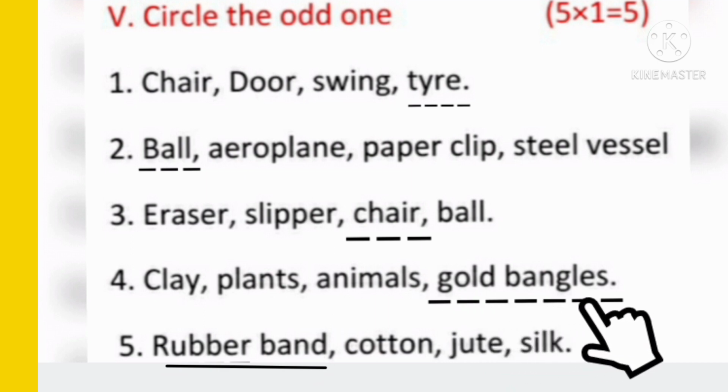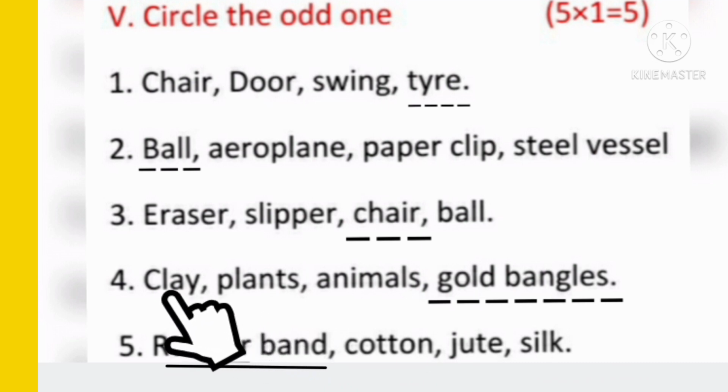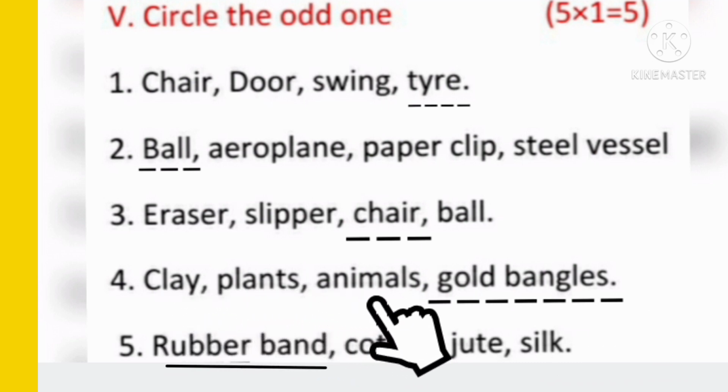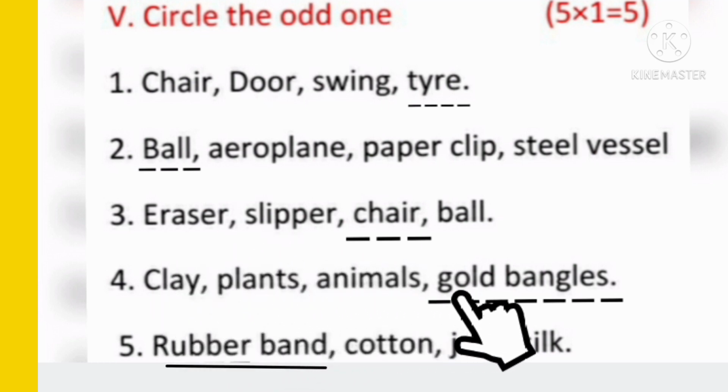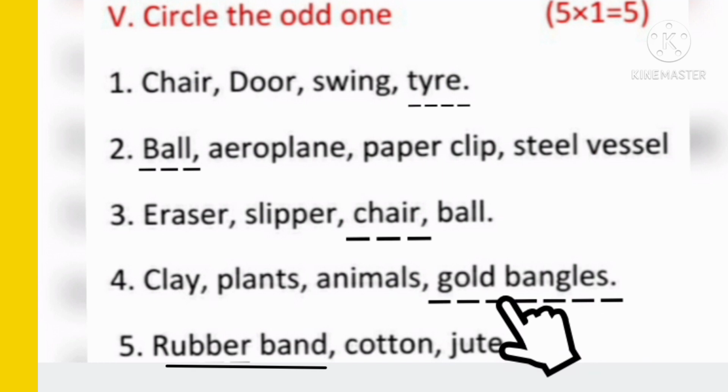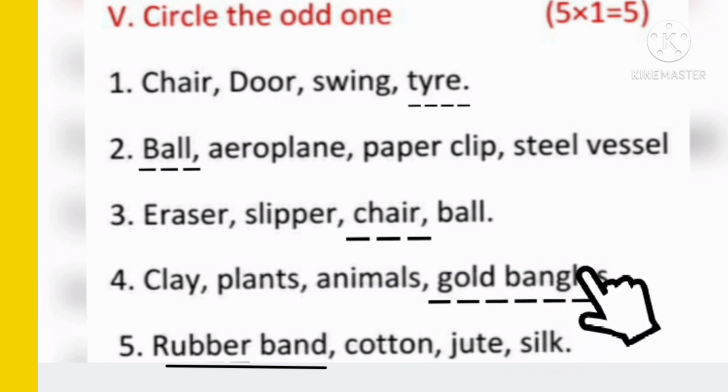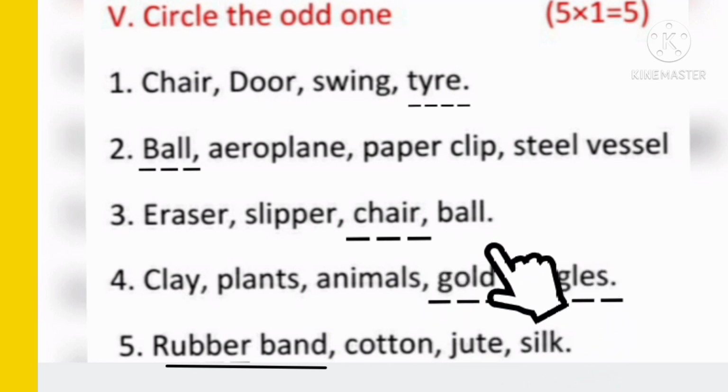Next one: clay, plants, animals, gold bangles. Which is the hard one? Think, children. Listen. Clay, plants, animals. These are the natural materials. Gold bangle is a man-made thing made from metals. So gold bangles is the hard one.